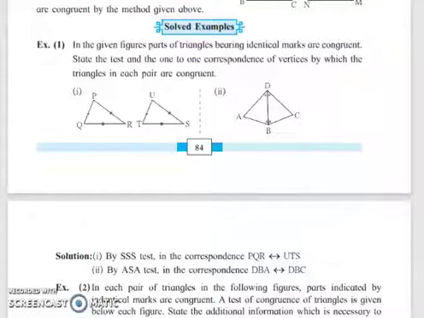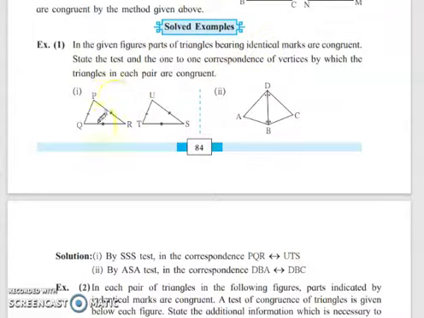Chapter number 13, Congruence of Triangles. Now let us see page number 84, solved examples. Example number 1. In the given figure, parts of triangles bearing identical marks are congruent.